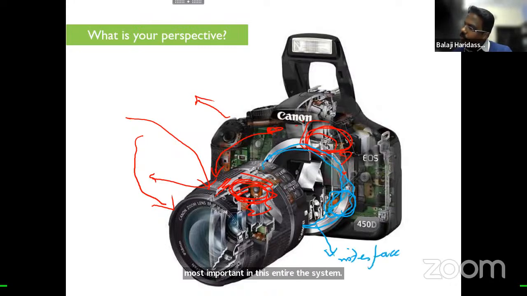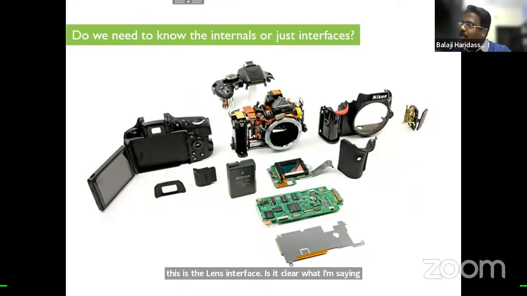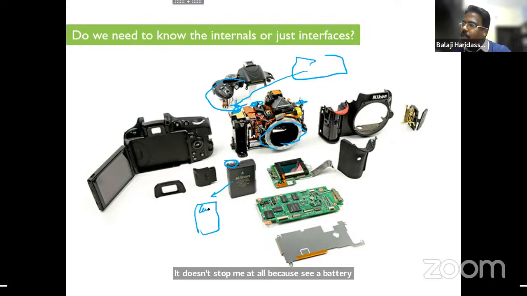As long as this interface and the lens interface are compliant, you can easily connect any lens to this one. Similar to the AA battery interface, here this is the lens interface. Is it clear what I'm saying? Yes, sir. So because of that, what is happening? I can have this lens, or I can get another manufacturer's lens and connect it easily. It doesn't stop me at all, because see here, the battery interface is the same. I can have a Nikon battery or a Canon battery. Nothing is stopping as long as my interface is the same.